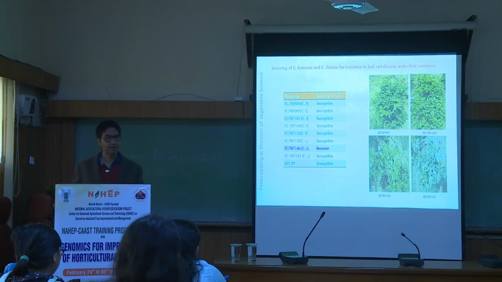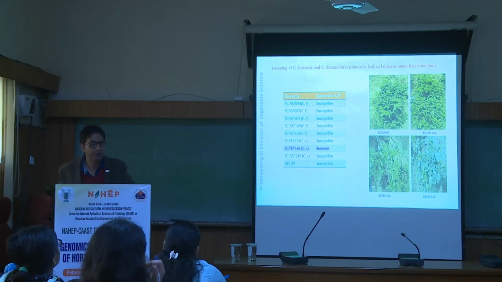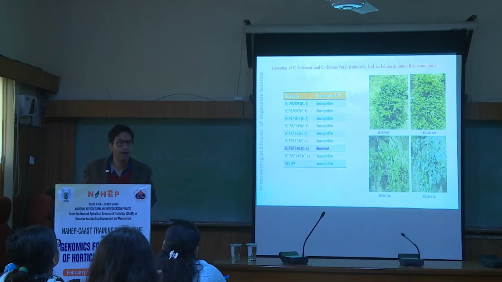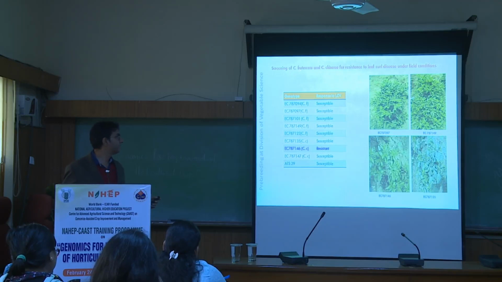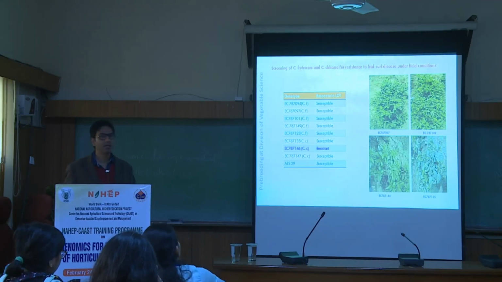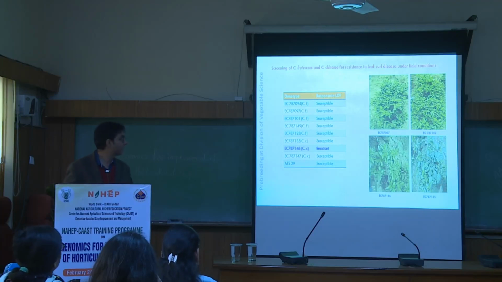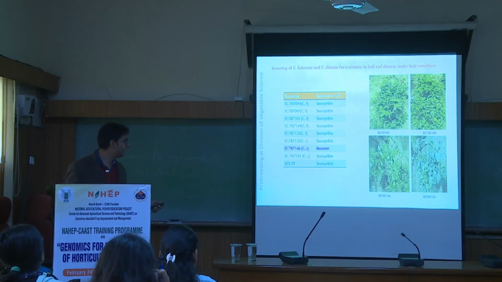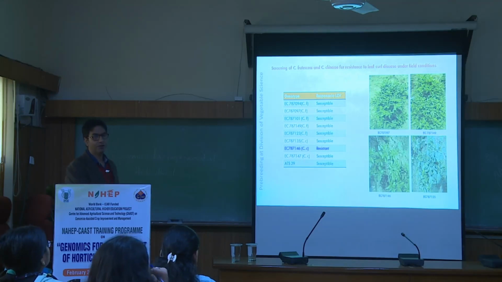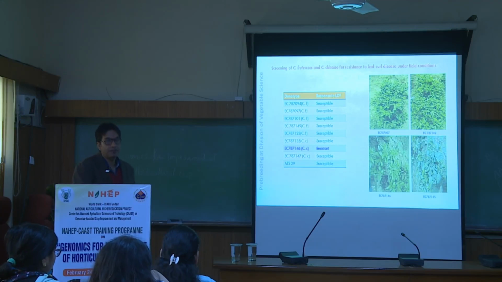So after that, we have one project. I am a PI of one project here in pre-breeding. I just wanted to show what we are doing here in case of pre-breeding. This is in case of Capsicum frutescens and Capsicum chinense. We are looking for resistance to leaf curl disease under field conditions. And we have found that this EC, A787146, is resistant. So that means we are going to use this variety for our breeding program.